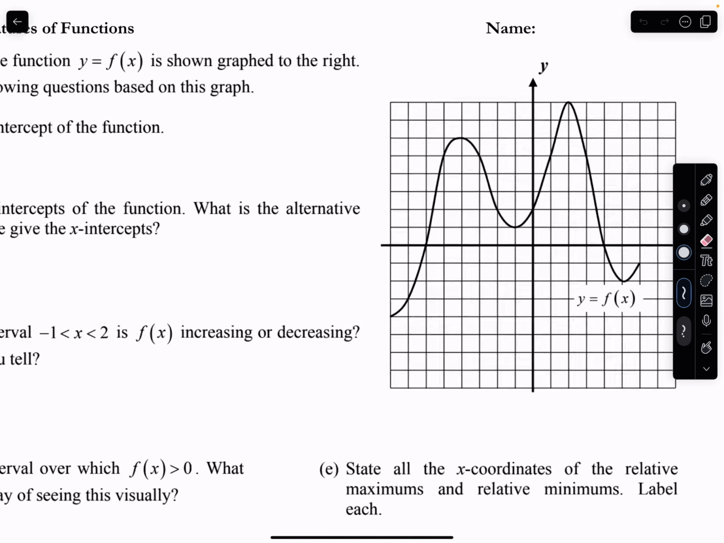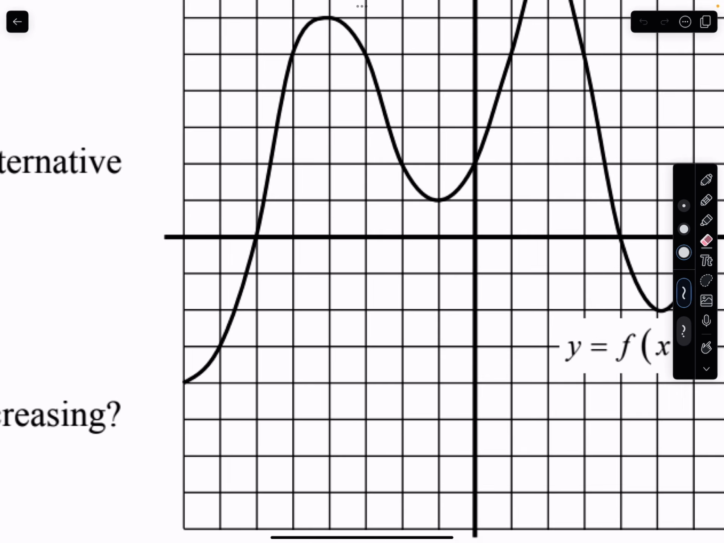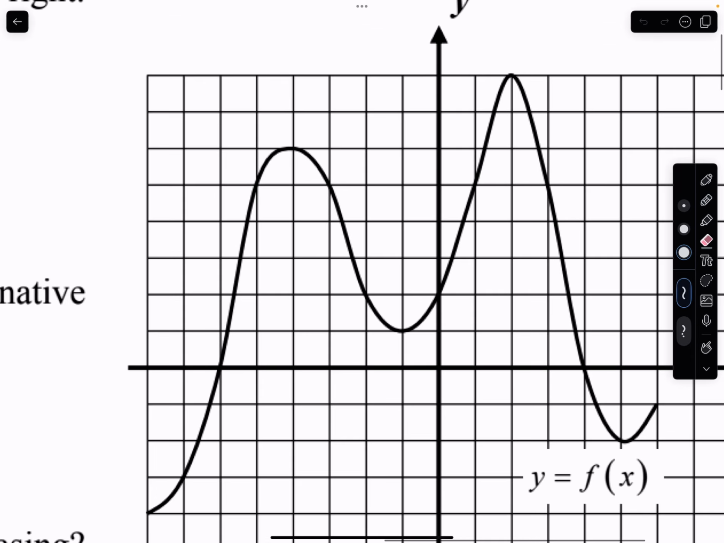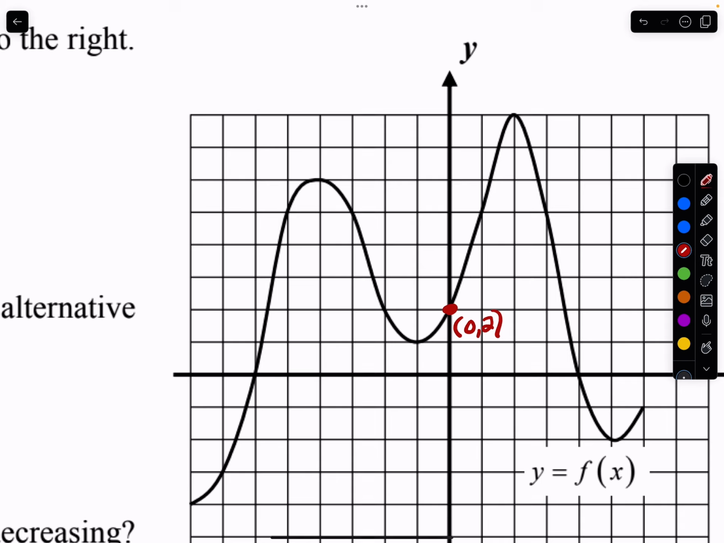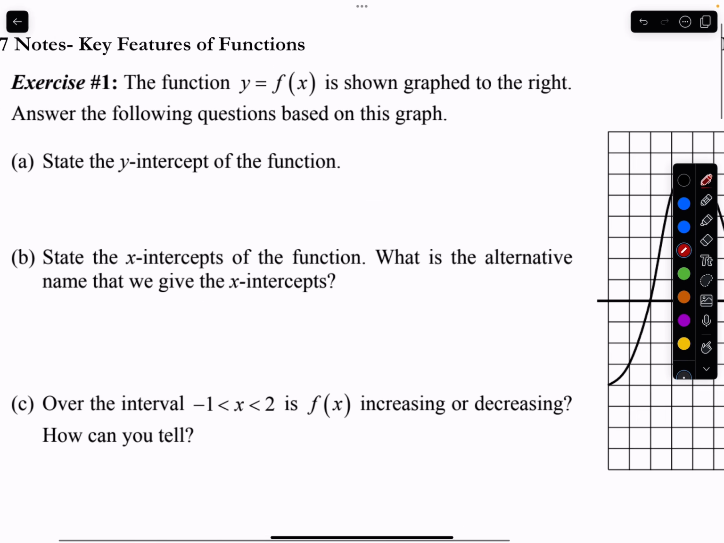So if I zoom in right over here and take a look, where does it hit the y-axis? Right here. I'm going to mark that point and label it (0, 2). Notice the x value is 0 for the y-intercept. That's a huge and important point. So if I write this as an ordered pair, it's (0, 2). That would be the y-intercept of the function.